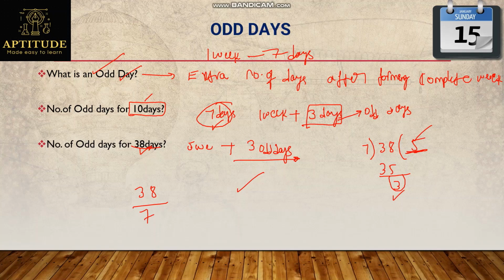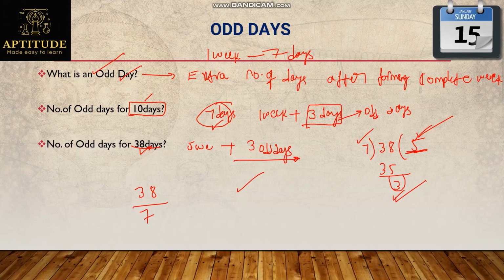So just divide the given value by 7 and take out the quotient. The quotient means the number of weeks. It doesn't matter for us, we just want the remainder. So the remainder gives the number of odd days. I hope everyone got an idea now what is meant by an odd day, right? Just the number of days left over after forming a week is nothing but an odd day.